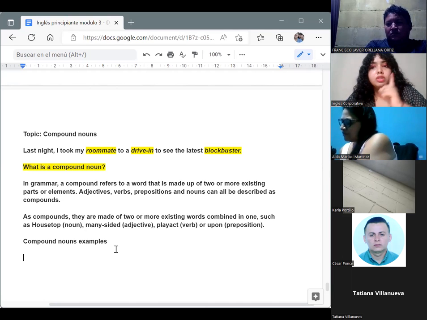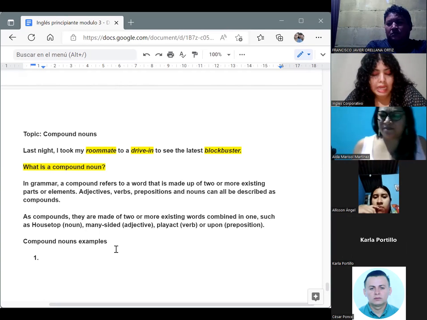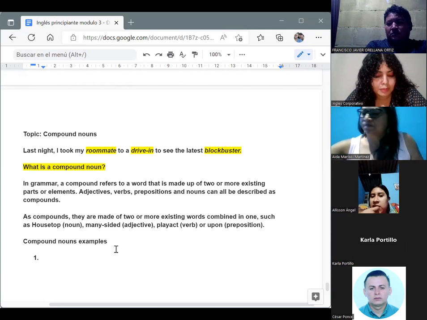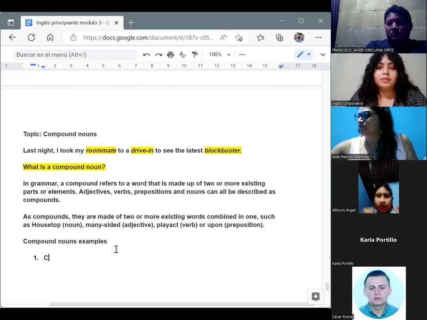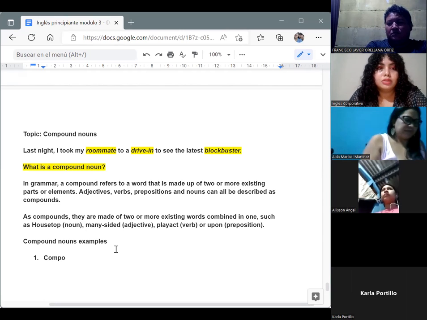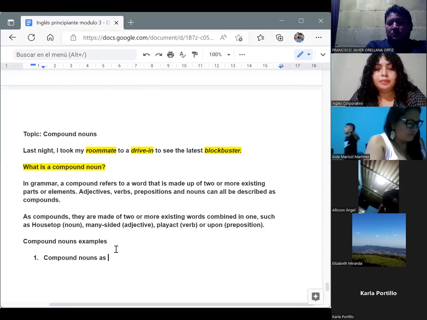So, the first one. We're going to see the first one, which is compound nouns as a single word.